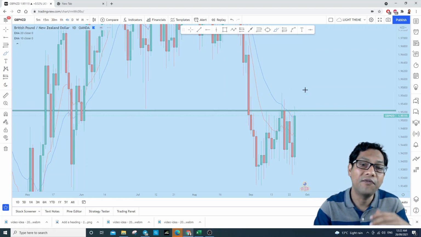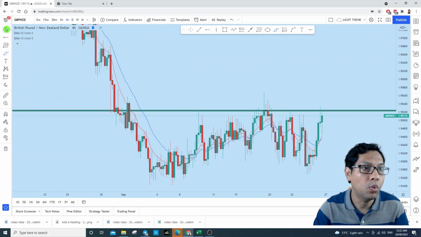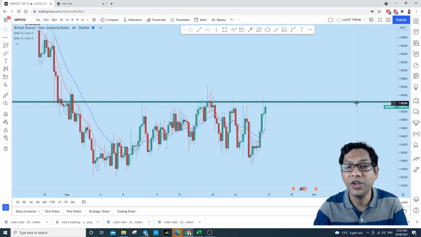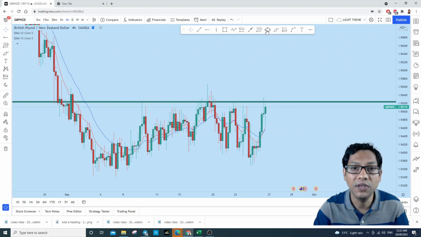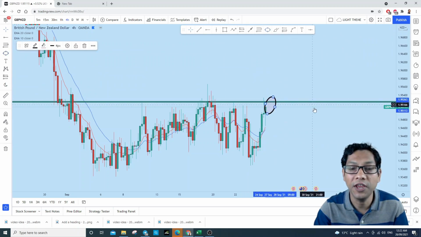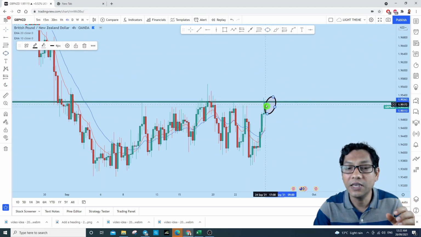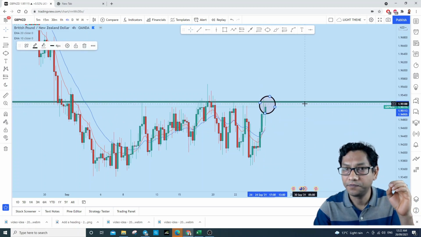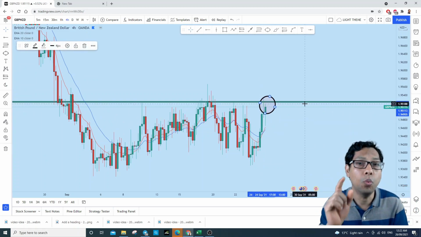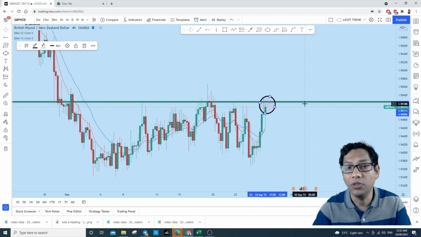Now going down to a lower time frame, the 4 hour, what we will be doing in the new trading week is going short from here, and at the same time we will be waiting for one red candle on the 4 hour before taking our trade.